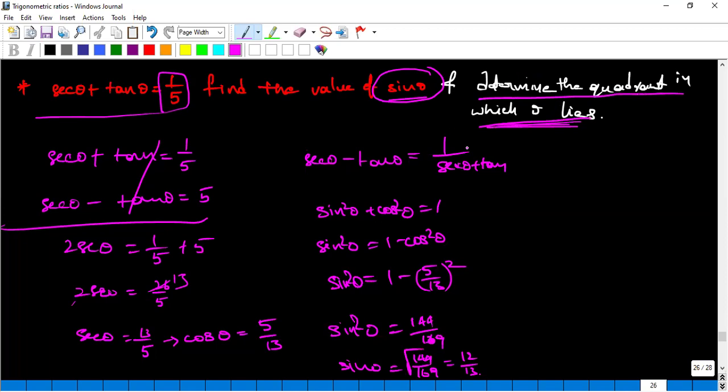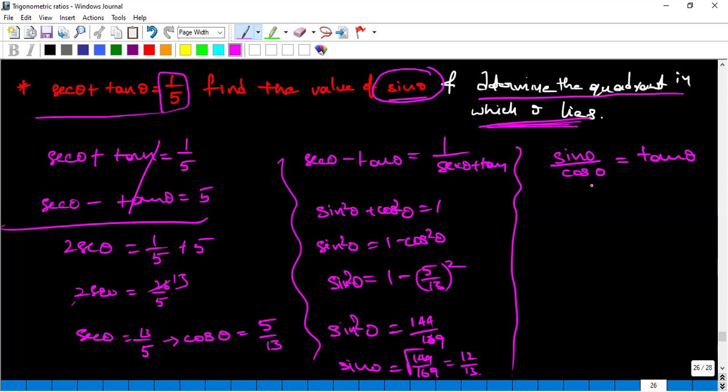Where is that theta? If you wanted to find out the location of theta, you need to have what is tan theta, correct? Sin theta by cos theta, we know it is tan theta, obviously. Or else we can do like this. Just observe.